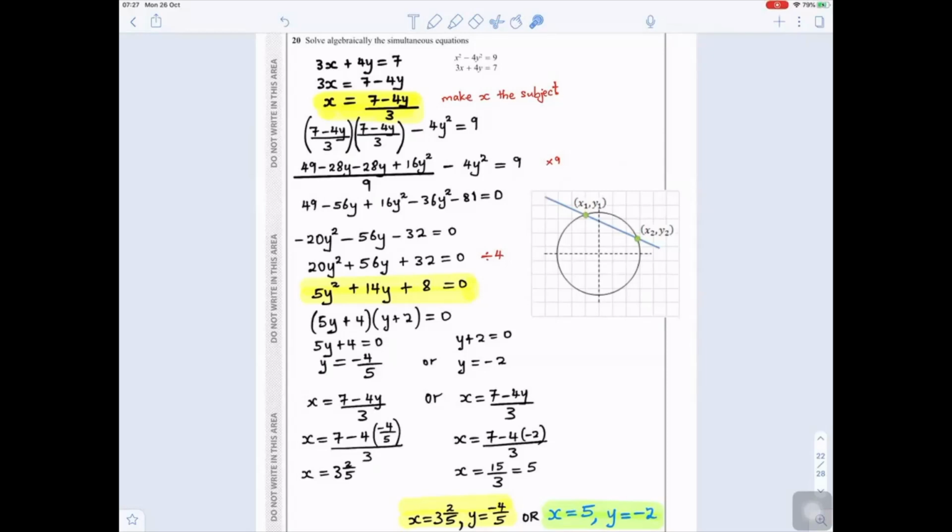Let's say the first one, look at the picture on the right hand side. The first equation, x squared minus 4y squared equals 9. Let's say it is a circle.